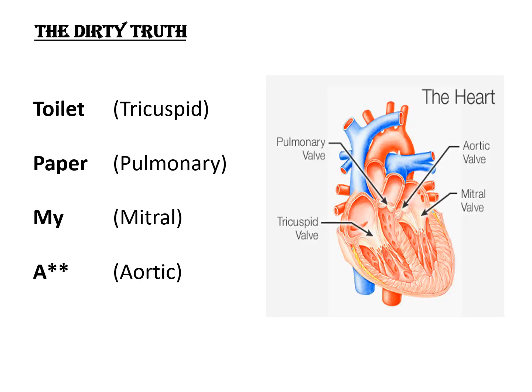An easy way for you to remember the order of the valves of your heart is "toilet paper, my A asterisk." So you have the tricuspid valve, pulmonary valve, mitral valve, and aortic valve.